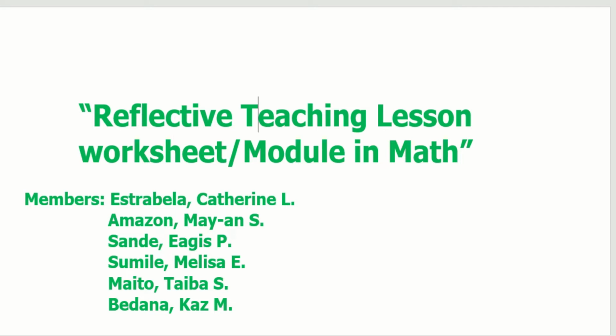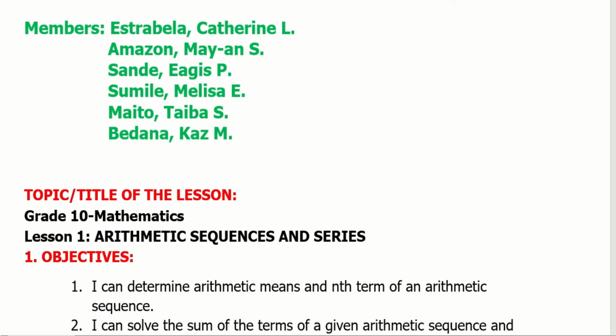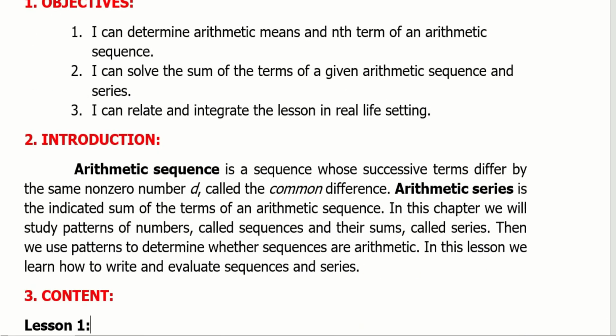self-evaluation. So in our group, we've chosen Grade 10 Mathematics as the title of the lesson. We have Lesson 1, Arithmetic Sequences and Series. We have 3 objectives. First, I can determine arithmetic means and the nth term of an arithmetic sequence. Second, I can solve the sum of the terms of a given arithmetic sequence and series. Third, I can relate and integrate the lesson in a real life setting.